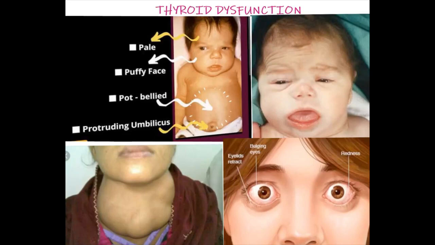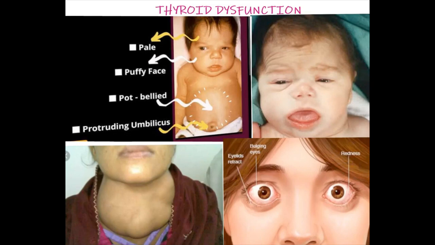It is due to the decreased secretion of thyroid hormone. When the thyroid hormone is secreted by the thyroid gland, if the amount is very less, that is decreased secretion, that condition is known as hypothyroidism.